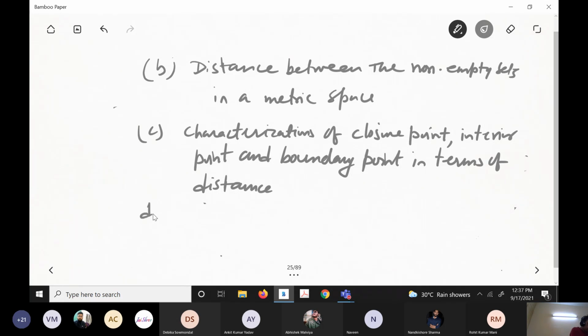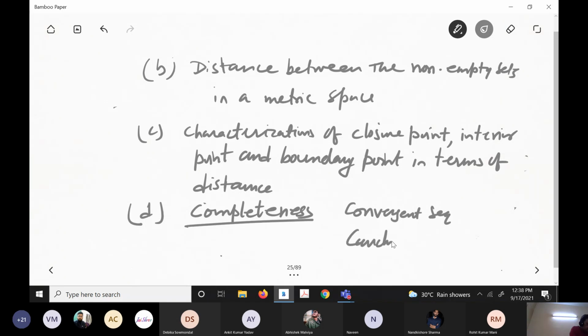Now the part D में आएगा, yes, completeness. That you should understand. It means every Cauchy sequence is convergent. So here you should understand the difference between convergent sequence and Cauchy sequence. ठीक है? This is very important to understand. I will give a question where you will be using completeness. Okay. Completeness, convergent sequence, Cauchy sequence. Okay.